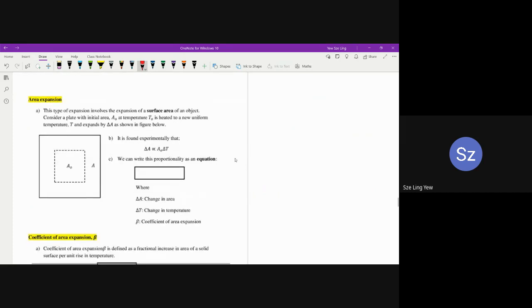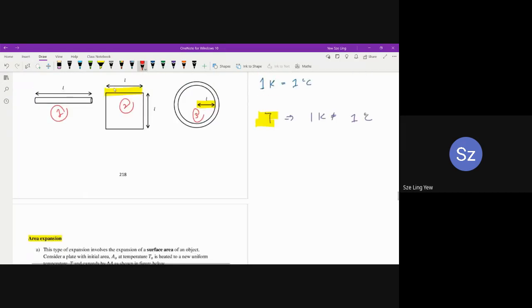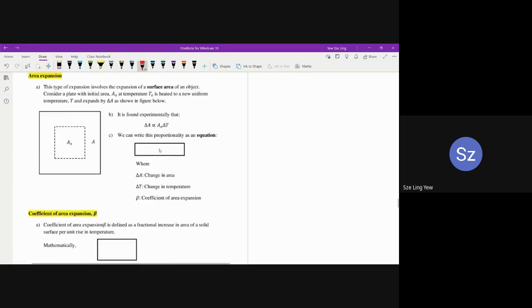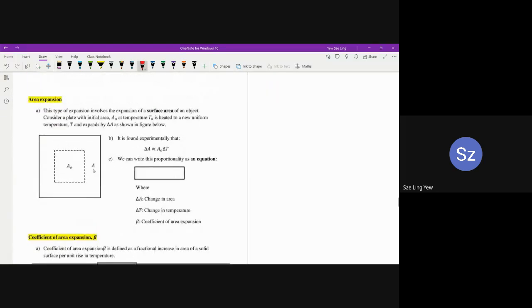Now area expansion. This type of expansion involves the expansion of the surface area. So just now for object number 2, you just looked at the length, the side of the area. Now this one, you look at it as a whole. Therefore, you have an area right now rather than a side. So consider a plate with initial area A0 at temperature T0 that is heated to a new uniform temperature and expands by delta A as shown in the figure.